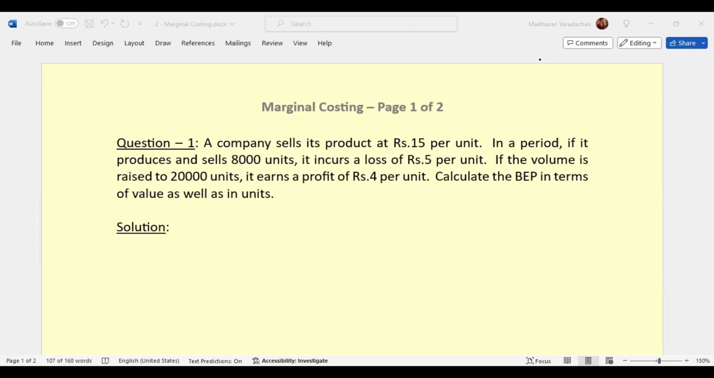Hello everyone. This is in continuation to our topic marginal costing. This is the second part. In this, we are going to solve two different problems.